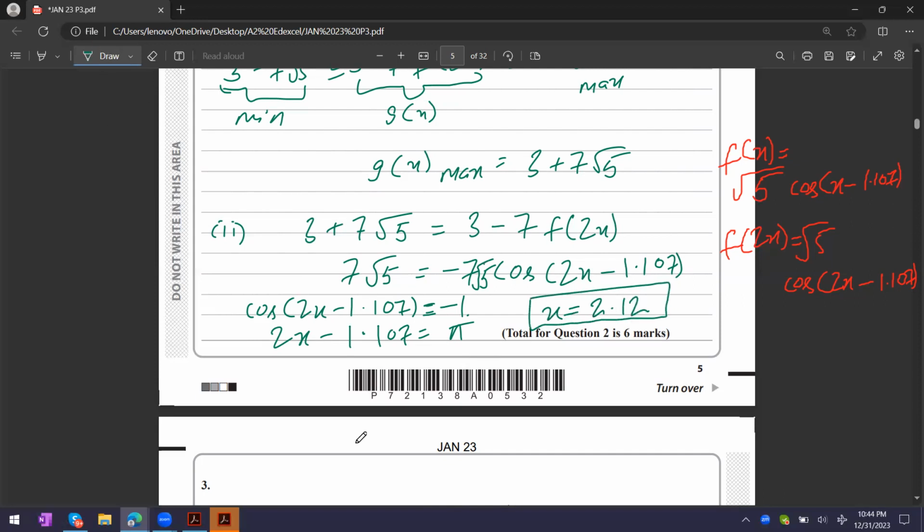If you would like me to elaborate on this step, how we get pi, you can look at any cosine graph. This is the positive one value and this is the negative one value. This happens at pi. We know that very well. So that's why when you take cosine inverse of minus 1, you get pi. So x is equal to 2.12. That's the value at which we get this maximum number.